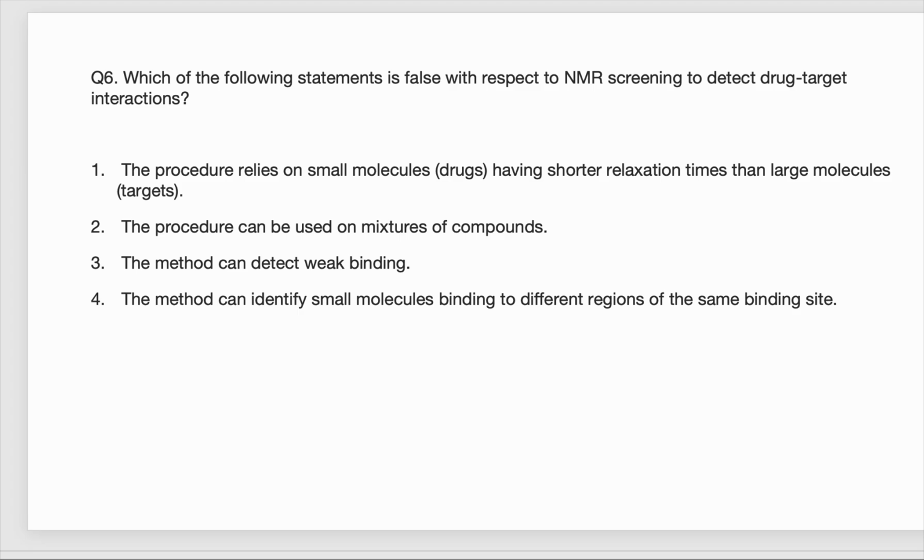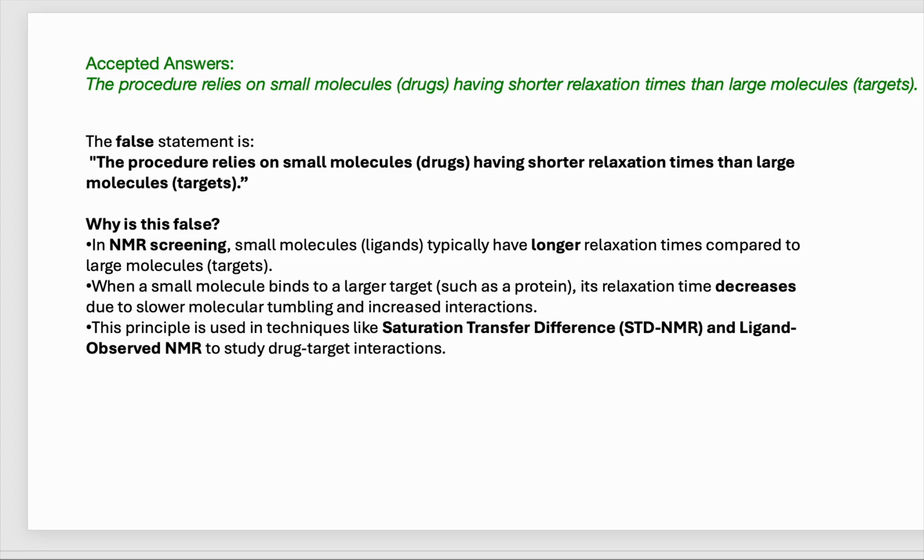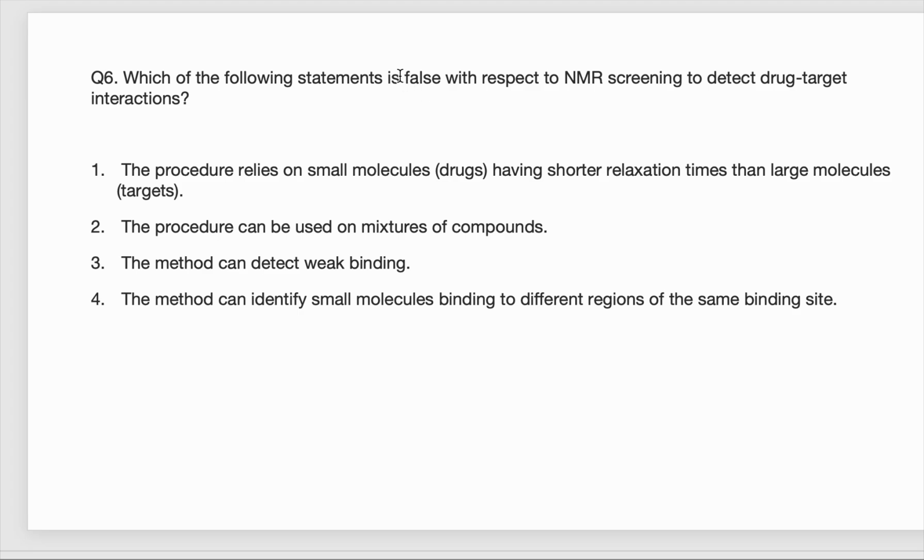That's okay. 3, the method can detect weak binding. 4, the method can identify small molecule binding to different regions of the same binding site. So the correct answer, obviously, so they are asking about what is false. All these three are right. The first one is wrong. That's why this is the correct answer.